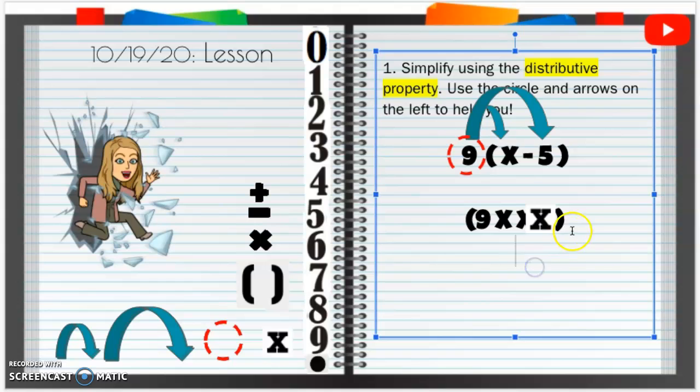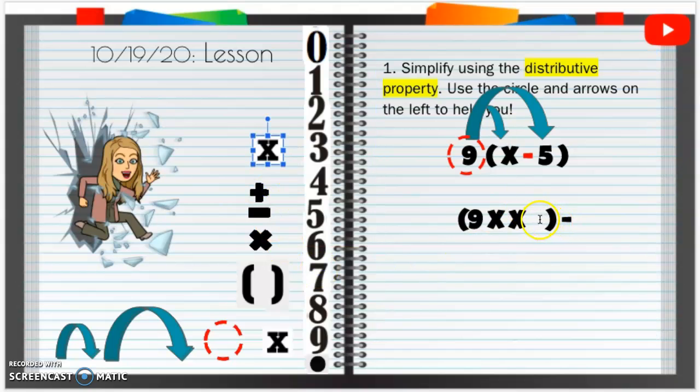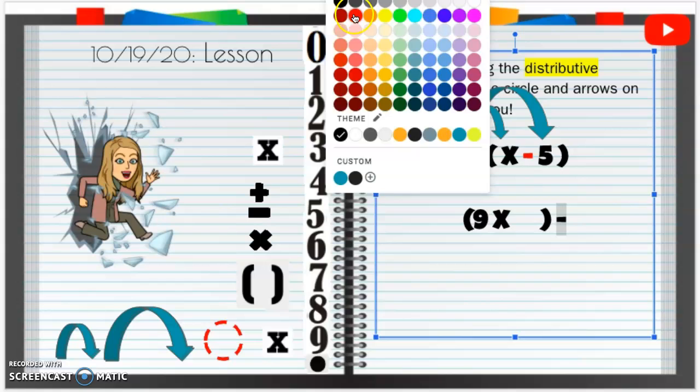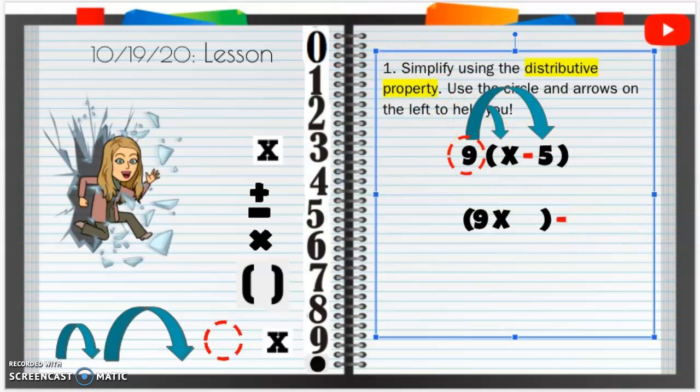Okay, so we have 9 times x. And then in the middle, we have a subtraction. So we are going to subtract. Pay attention to those numbers. I'm going to move this x a little bit. Pay attention to that symbol, remember. That is a subtraction, so we're going to keep that subtraction. Now we're going to write it the same as we always do. 9 times that 5. In parentheses, I'm going to do 9 times 5.